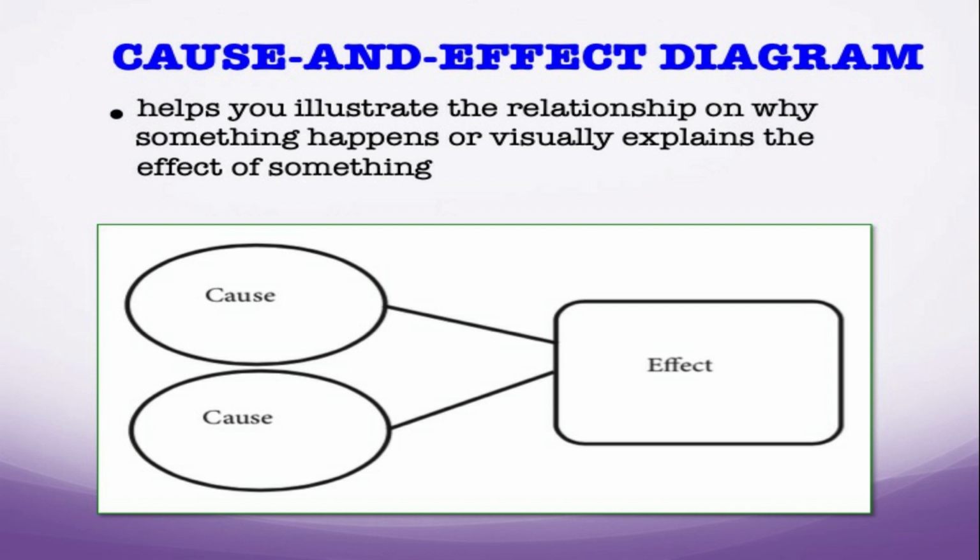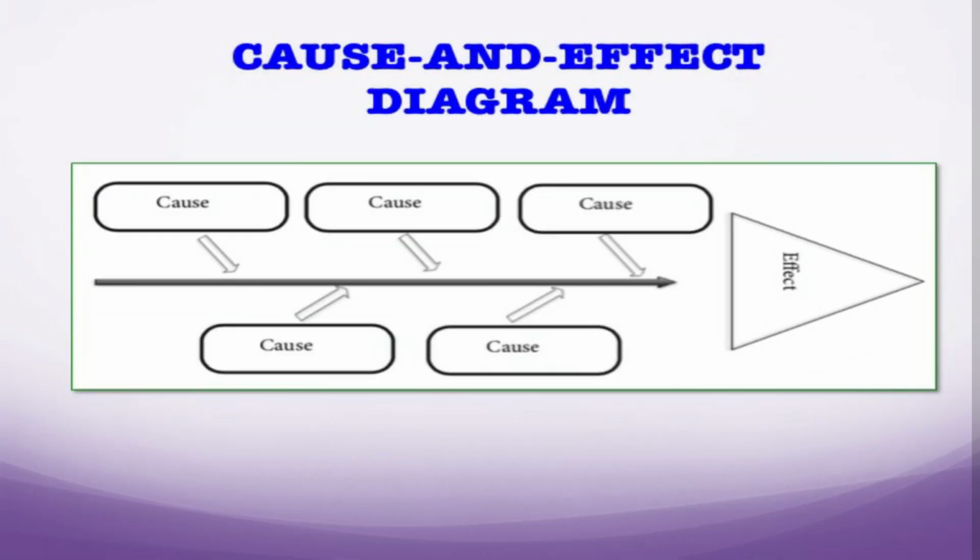Let us begin with cause and effect diagram or organizer. This one is used to illustrate cause and effect relationships. It is used to show why something happens or explain the effects of something. It can be presented using different shapes and the connection between ideas, which can be indicated by the use of lines and arrows.